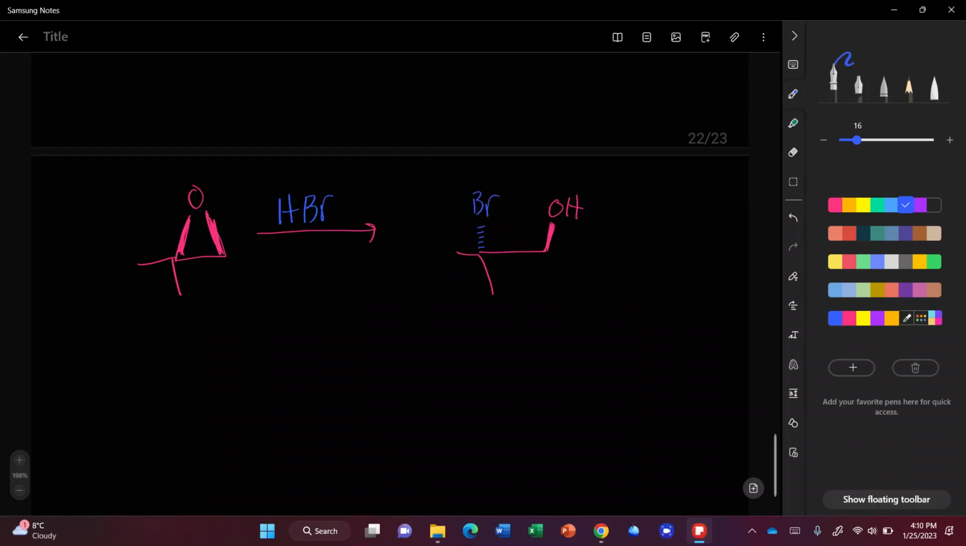Okay. However, even under acidic conditions, if I didn't actually have a tertiary center at all, and I was just dealing with a secondary versus a primary, then the bromine would actually just attack the primary like it would if it were an anionic or neutral condition.